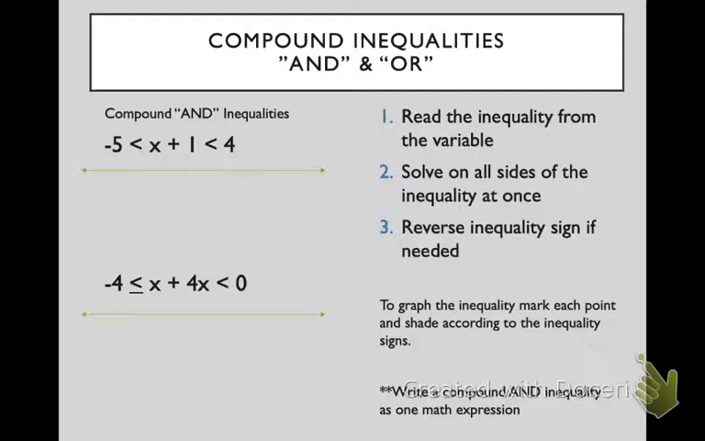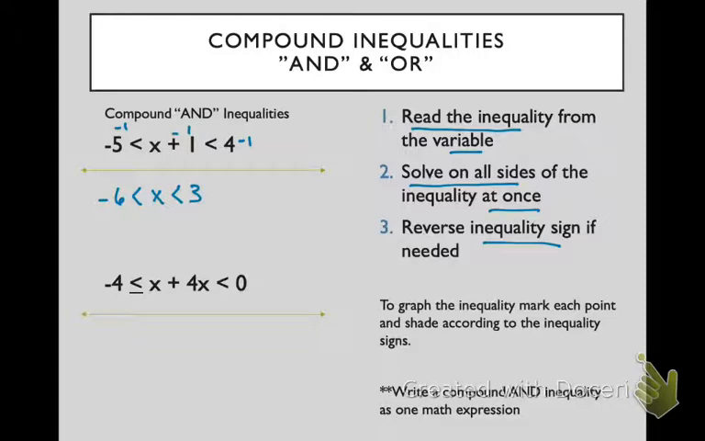If you look at my steps, you want to read the inequality from the variable in the middle. If there's any solving to do, so any math that's happening to the variable, we need to undo that on all sides at once and then reverse the inequality sign. So the first thing we're going to do is subtract the 1 from x, and we're going to subtract it from the right side and the left side. So we get -6 is less than x, which is less than 3.